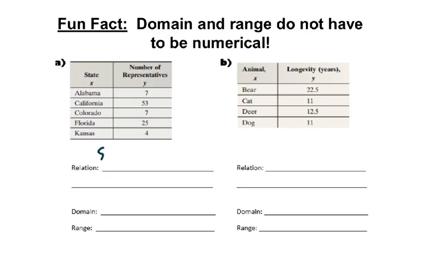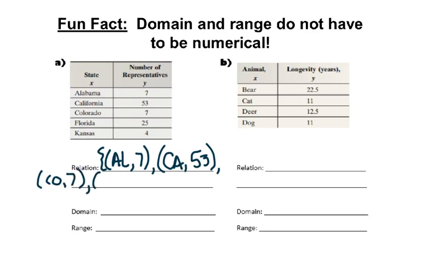So for the relation, I'm going to fit these as ordered pairs, but I'm going to abbreviate because there's no way I can fit this. For Alabama, I'm going to put AL, and it's paired with 7, so it has 7 representatives. Then California, I'm going to use CA, has 53. Then Colorado, I think that's CO. I don't remember, but it goes with a 7. Florida goes with 25 because they have a pretty big population. And Kansas goes with 4 representatives. And then I'm going to close it off with my curly bracket.